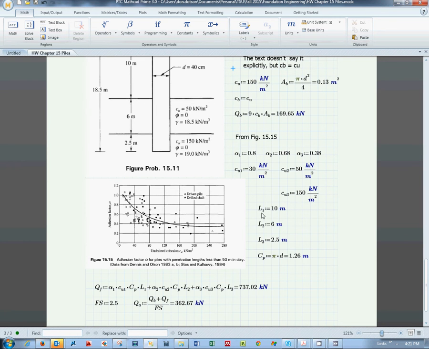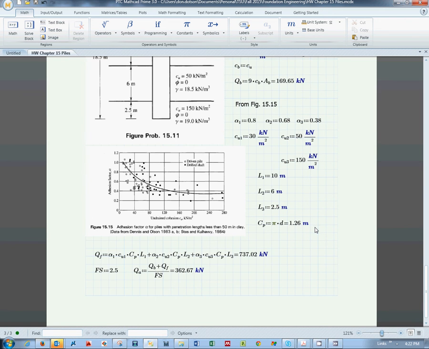The different lengths: L1 for the upper part, L2 is 6, L3 is 2.5. The circumference of the pile is pi d. So to get the area, I multiply the circumference times each one of these lengths, and that gets me the surface area of the pile. So it's real easy to just sum these up.